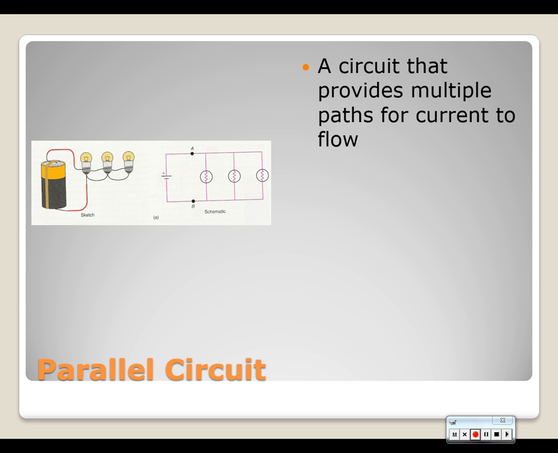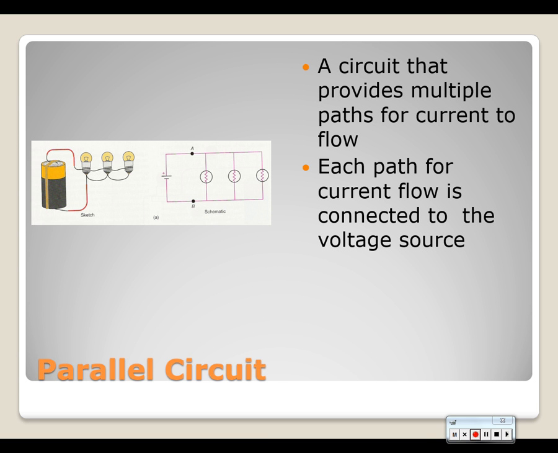But something to keep in mind, regardless of which path they go, they always have to have a way for the electrons to lose the energy that they've gained from the battery. Each one of these light bulbs is individually connected to the voltage source, to the battery. And that allows all of them to lose the energy that they gained by going through the battery originally. Okay?